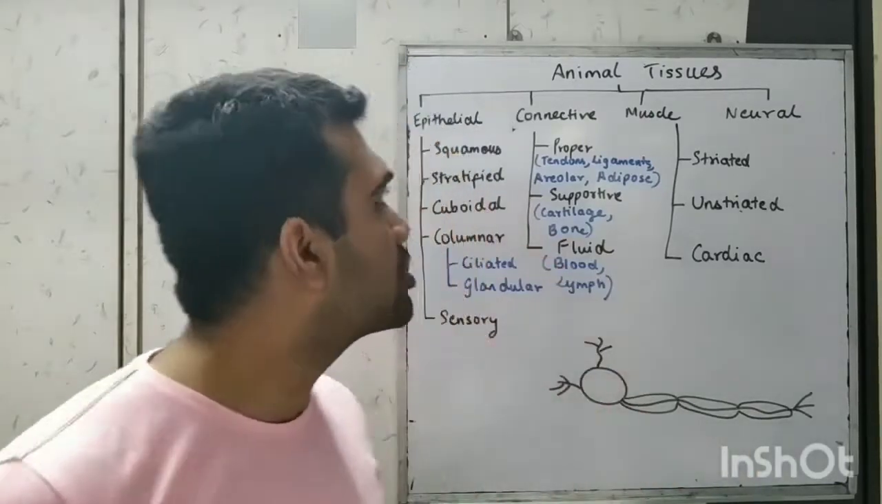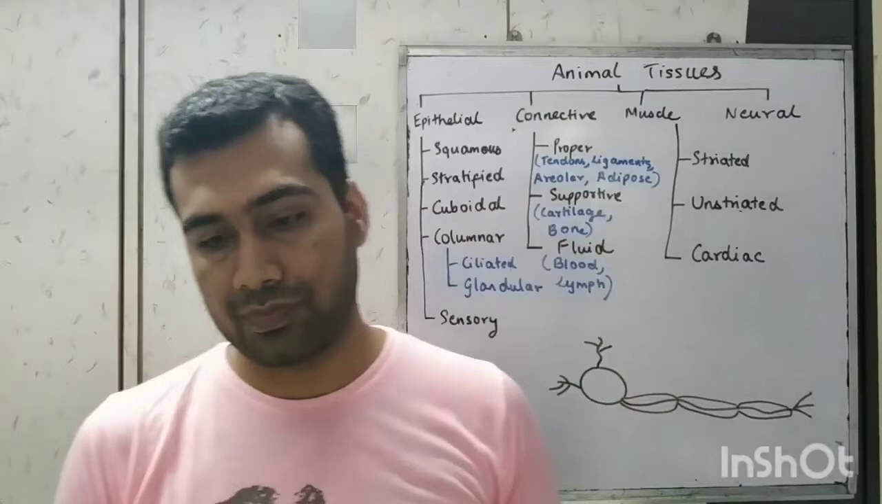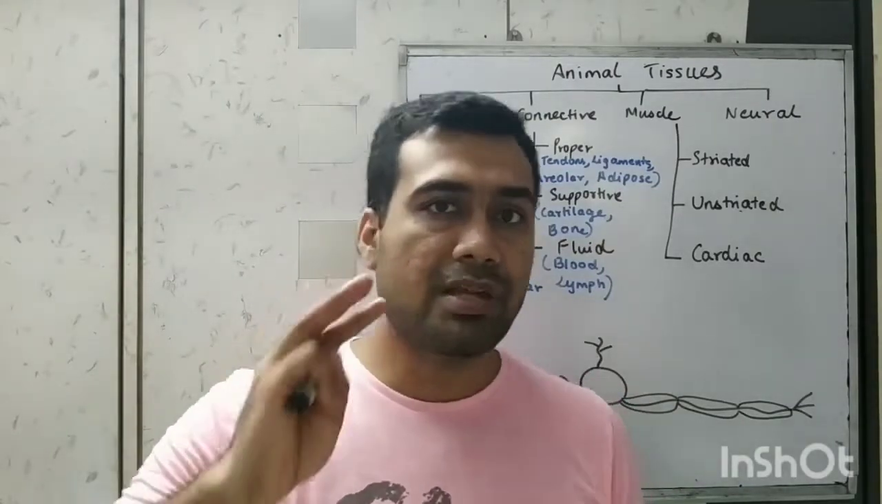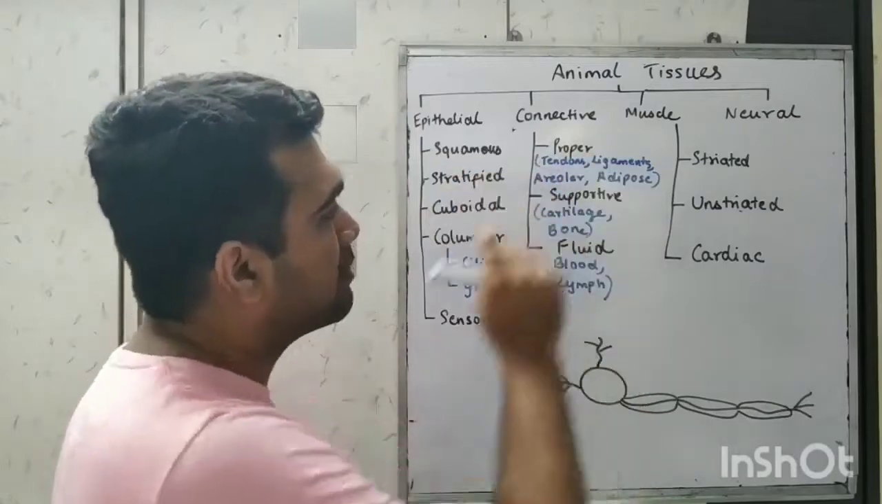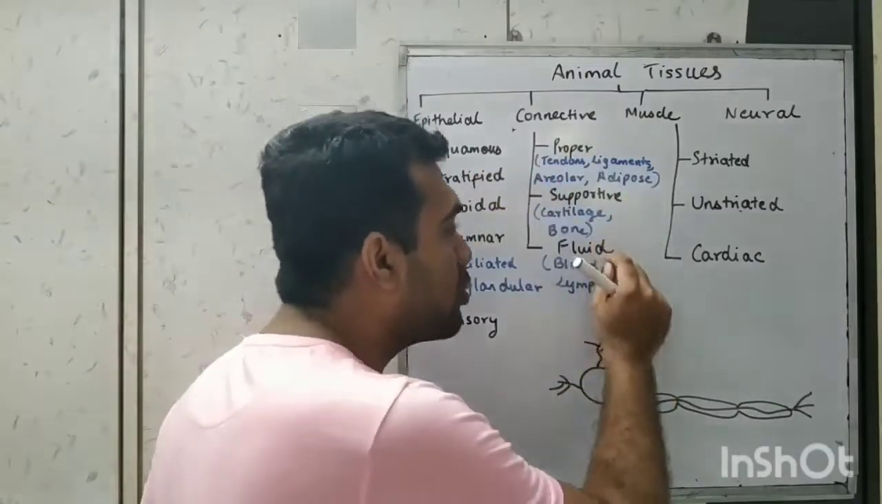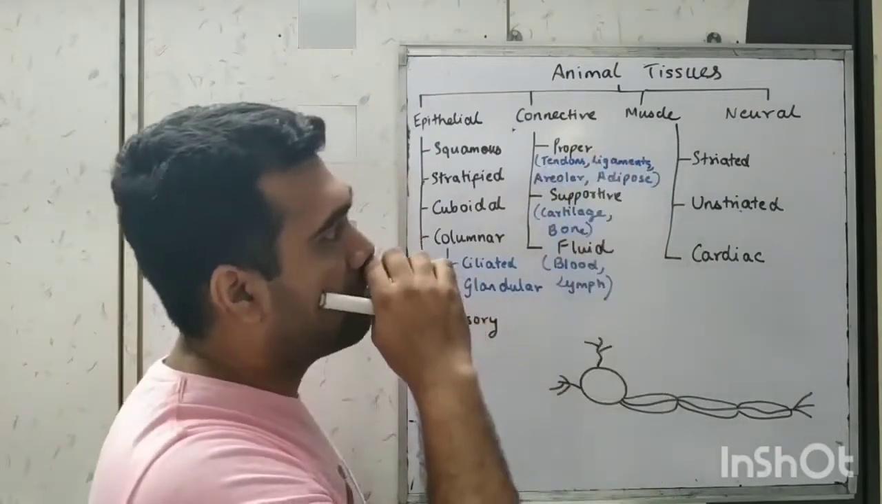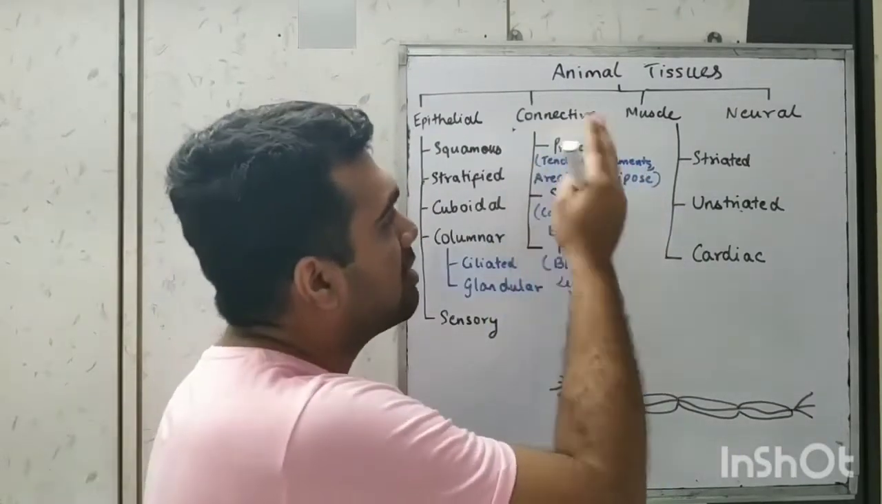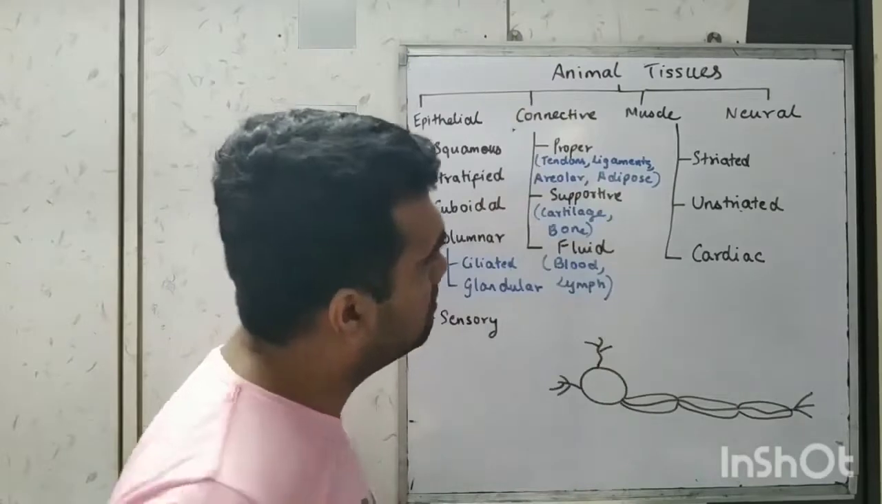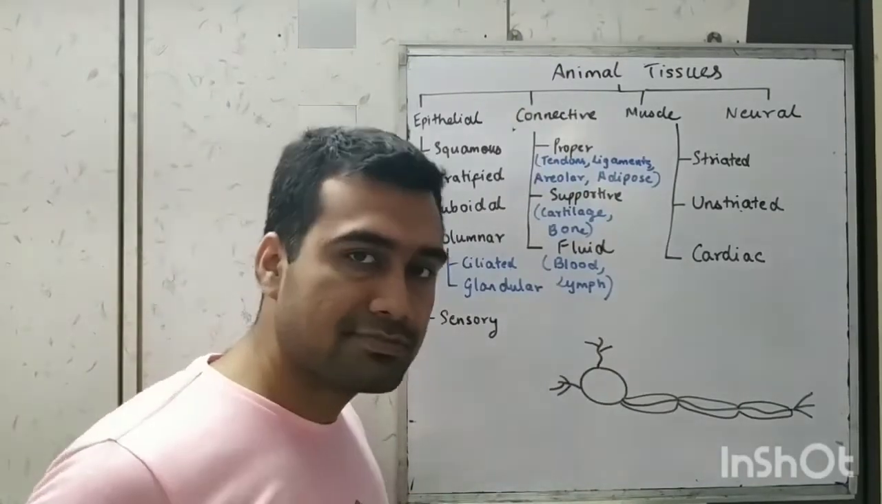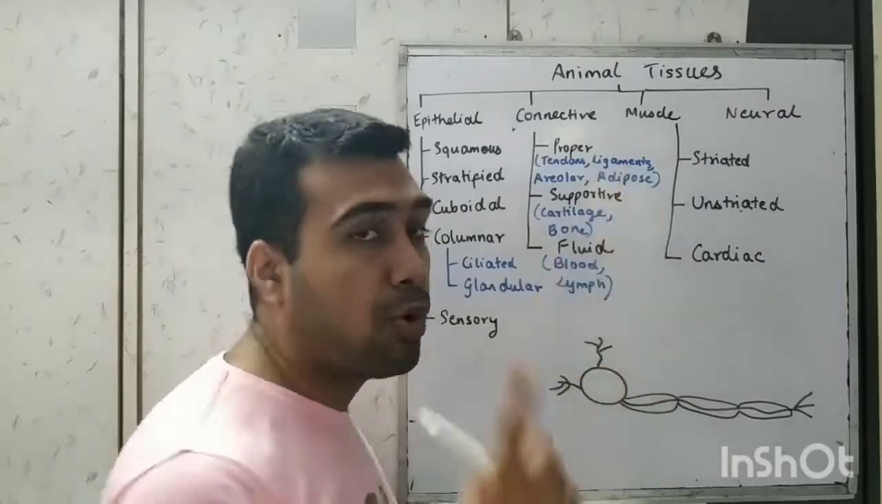The second type of animal tissues is connective tissue. Connective tissue always tries to bind different tissues together. There are 3 main types: proper connective tissue, supportive connective tissue, and fluid connective tissue. Proper connective tissue are further classified as tendons, ligaments, areolar, and adipose. Tendons connect muscle to bone, and ligaments connect bone to bone.